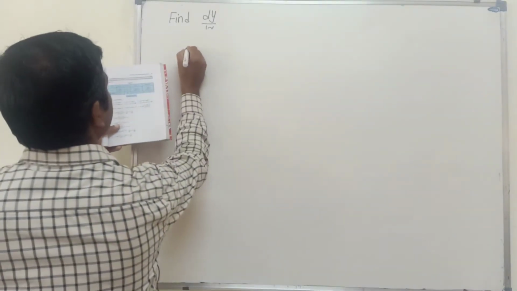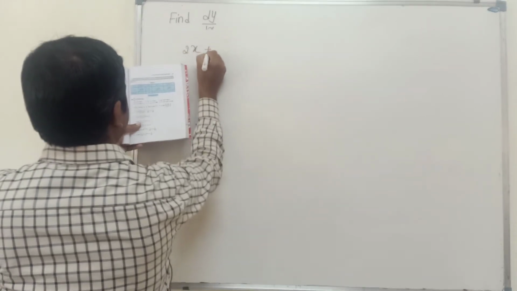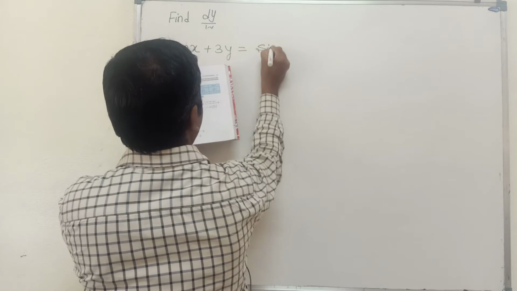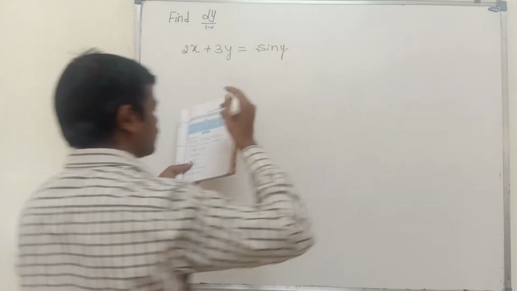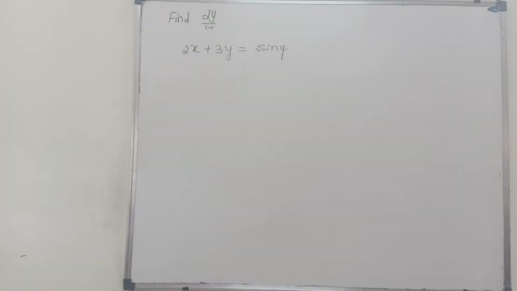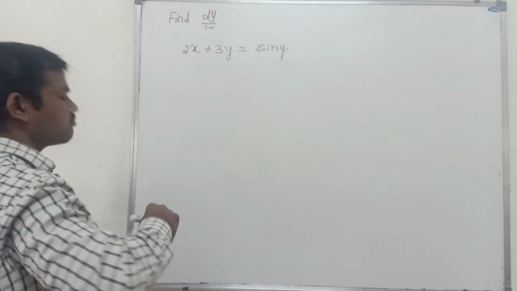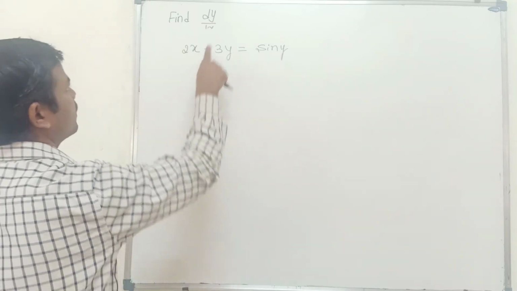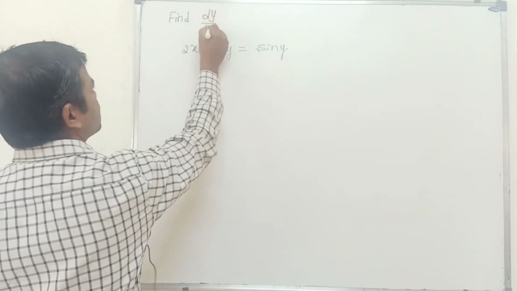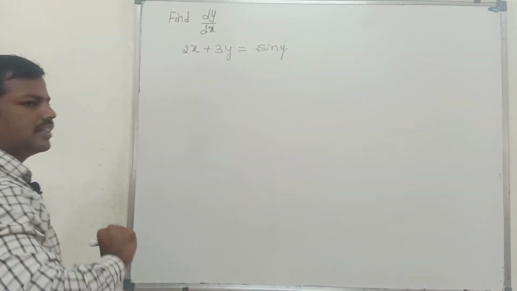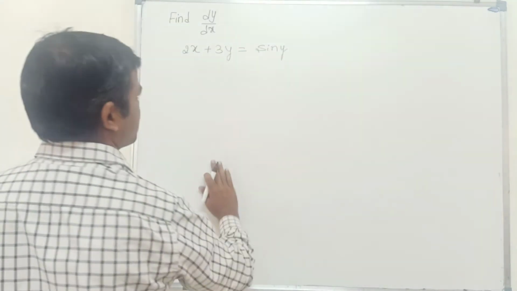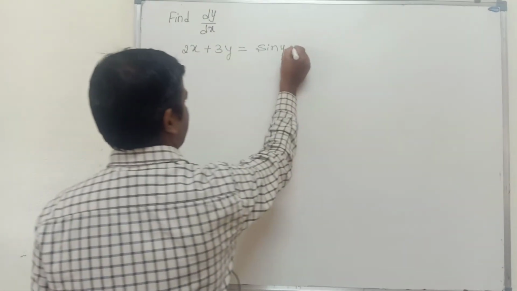Next, 2x plus 3y is equal to sin y. What we needed is dy by dx. So we need dy by dx. Let me differentiate this with respect to x. Name it as 1.